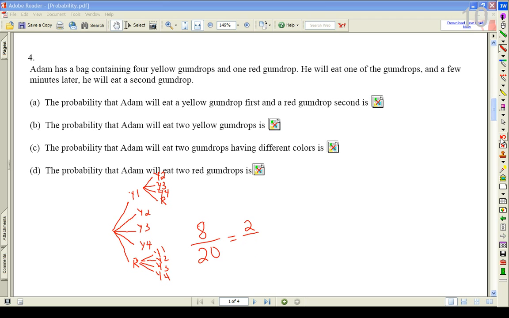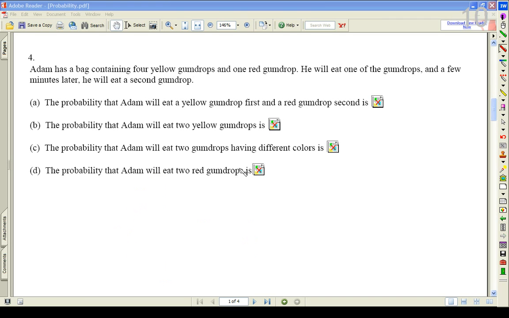Alright, the last probability asks us to figure out what is the probability of eating 2 red gumdrops. Now this one may seem a little ridiculous because there's only 1 red gumdrop. In fact, that means the probability of eating 2 of them would be 0 out of 20. It can't happen. It's also 0 or 0%. All of those are the same thing.